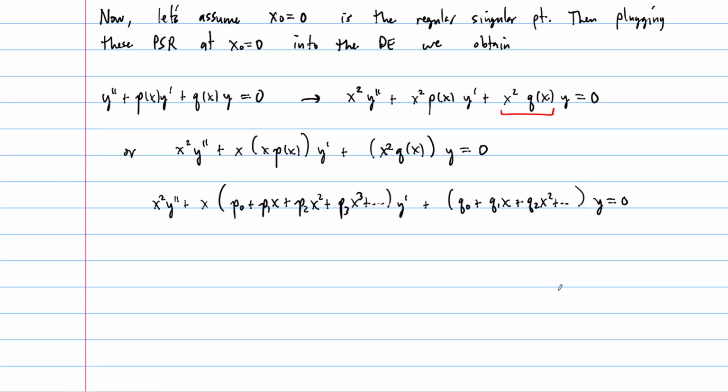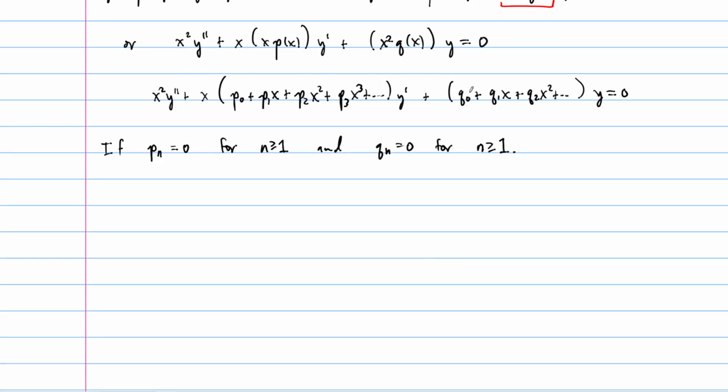That equals 0. And at this point, let's think about what would happen if p sub n equals 0 for all n bigger than or equal to 1. And the same thing for q sub n, what if that equals 0 for n bigger than or equal to 1? Well, what would that leave? It would just leave these coefficients, p0 and q0, right? In this case, we obtain an equation that looks like x squared y double prime plus x times p0 times y prime, I'm going to rewrite it as p0 x y prime, plus q0 y equals 0.